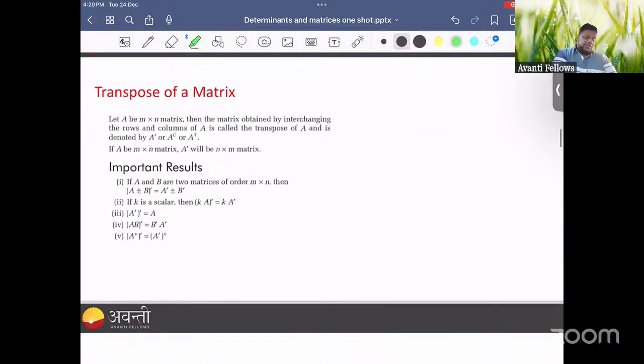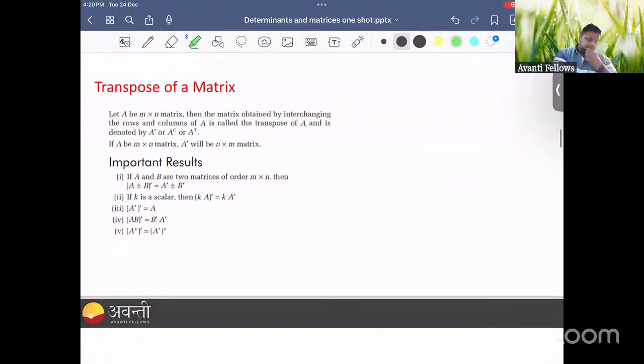Now, transpose of a matrix. Let A and B be two m by n matrices, and a matrix obtained by interchanging the rows and columns of matrix A is called the transpose of matrix A.